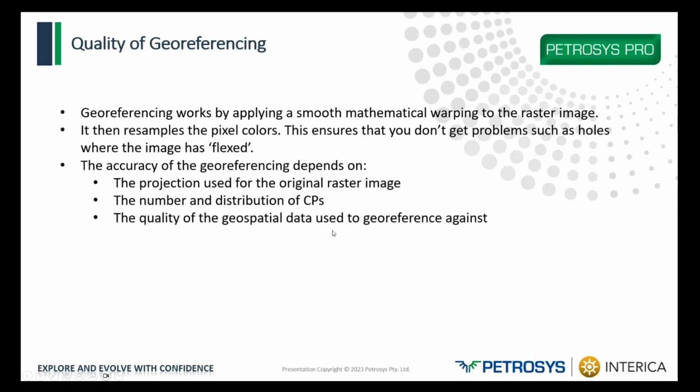And the quality of the geospatial data that we use to georeference against. So if we're using a shapefile to tie it to, we need to make sure that that's a good quality shapefile. If we're going to tie it to the coordinates of the map, we need to make sure that we've set that up correctly. And also the resolution of the raster image. If it's a rough grainy image, it might be difficult to tie the points together.